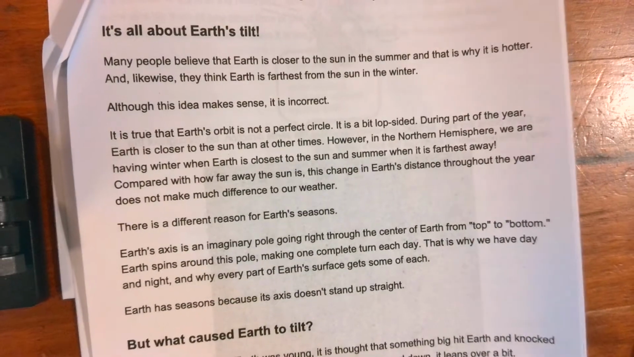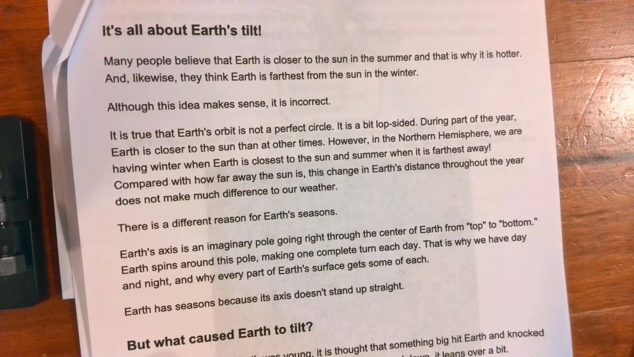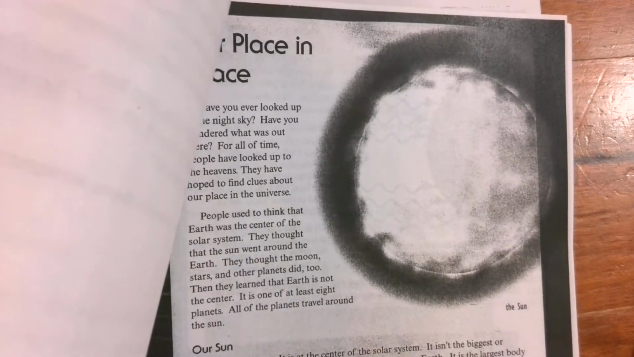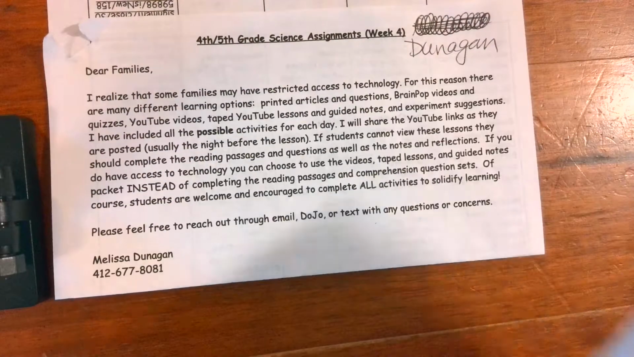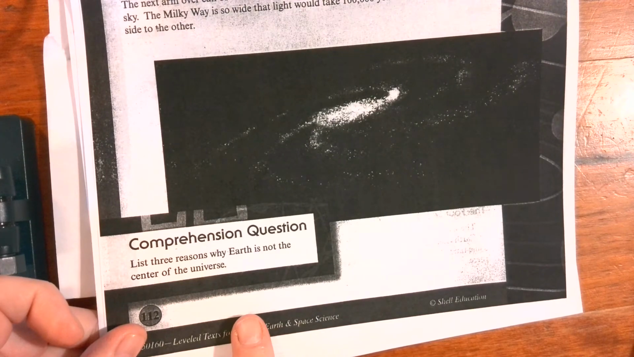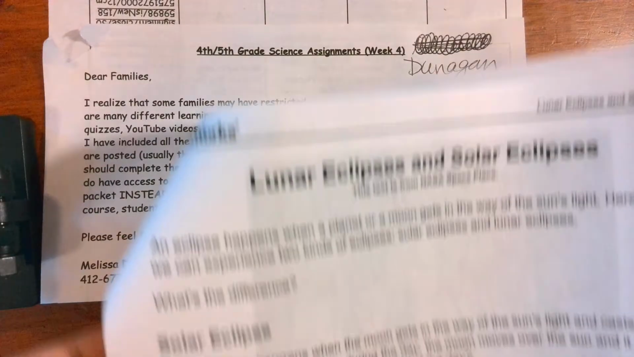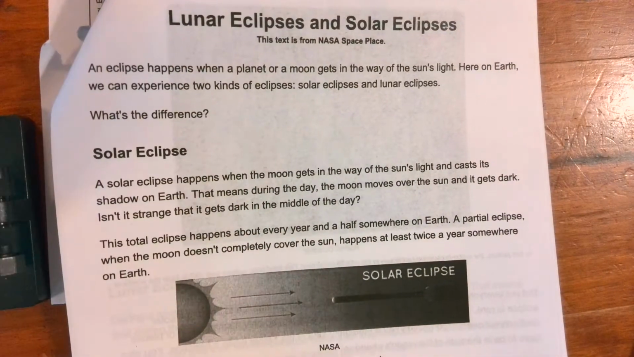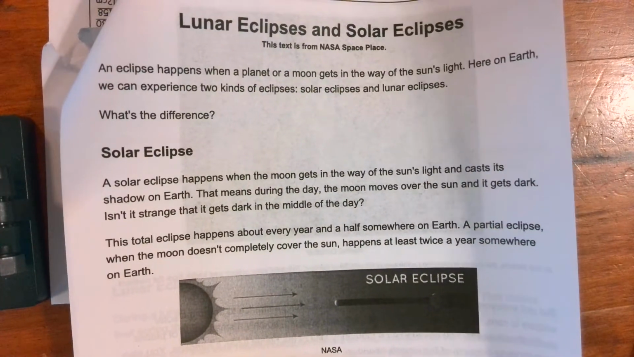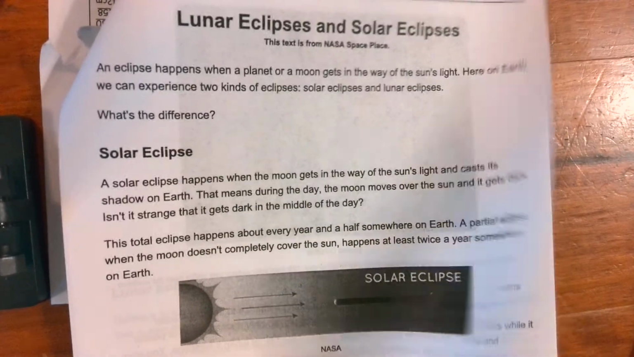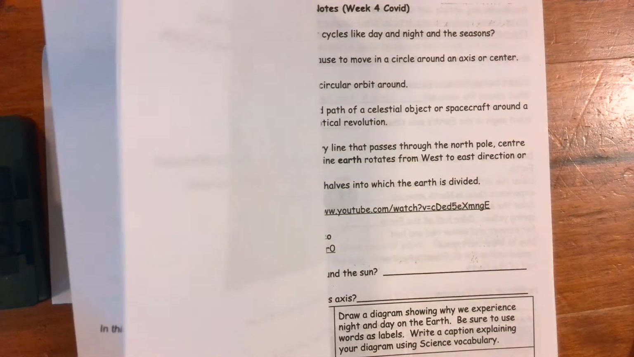But if you can't watch the YouTube videos and do all the parts of the guided notes, you're going to read What Causes the Seasons and answer the questions at the end. And then you're also going to read Our Place in Space and highlight key ideas. And you're going to answer the comprehension question at the bottom. And then our last one is about lunar and solar eclipses. You're going to read the passage and look at all the text features, and you're going to answer those at the end as well.